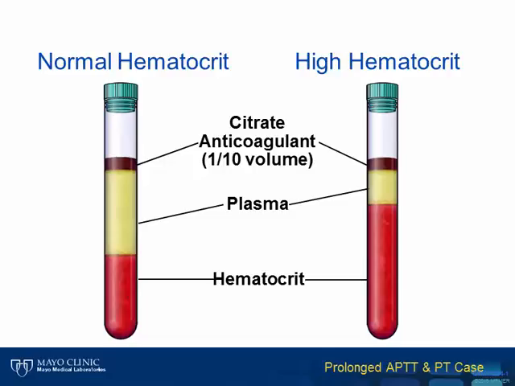The high or elevated hematocrit image on the right shows that the fixed 1/10 volume of citrate anticoagulant is distributed into a much smaller volume of plasma compared with the normal hematocrit sample, resulting in excessive lowering or complexing of calcium ion and resistance to recalcification, usually causing spuriously prolonged APTT and/or PT test results.